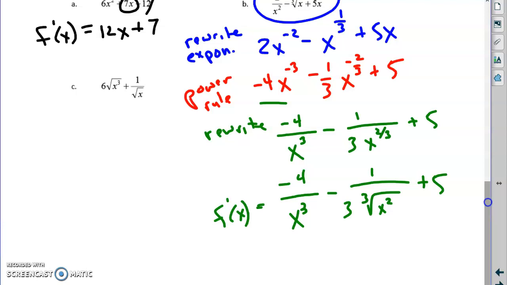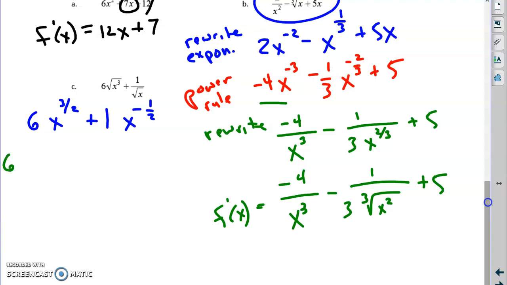Good practice for you. It's really a lot of exponential work. Okay, one last one. Let's do it over here in blue. Rewrite: 6 square root of x cubed would be 6x to the 3/2, and 1 over radical x would be plus 1 times x to the negative 1/2. Negative means down, radical means 1/2. Now we're going to apply the power rule.